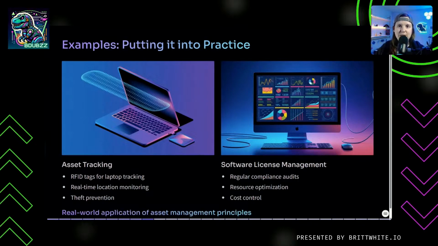Another crucial example is software license management. Proactive organizations regularly conduct software audits to ensure they're staying compliant with their licensing agreements. This isn't just about avoiding legal troubles, though that's certainly important. It's also about being efficient with resources. Regular audits help companies identify if they're paying for more licenses than they need, or if they need to purchase additional ones to stay compliant. It's a perfect example of how good asset management can both protect your organization and potentially save money.